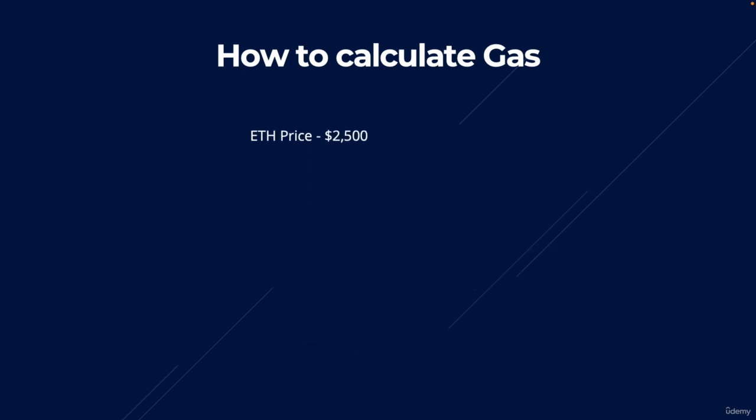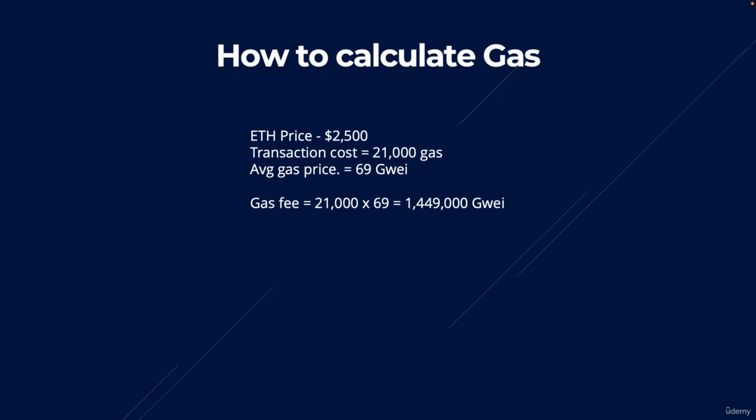So let's imagine that at this current time, Ethereum costs $2,500. And we know that a transaction costs 21,000 gas. We go over to those gas websites I showed you, and we can see that the average gas price is 69 gigawatt. Well, to work out the gas price, it would be 21,000, the transaction cost, times 69, which is the average gas price, and that will give us our total gigawatt number, which is 1,449,000. And to convert this number into money, what we need to do is convert gigawatt into Ethereum.